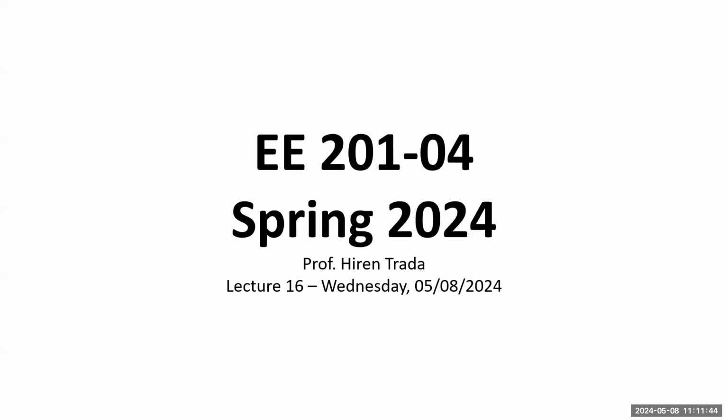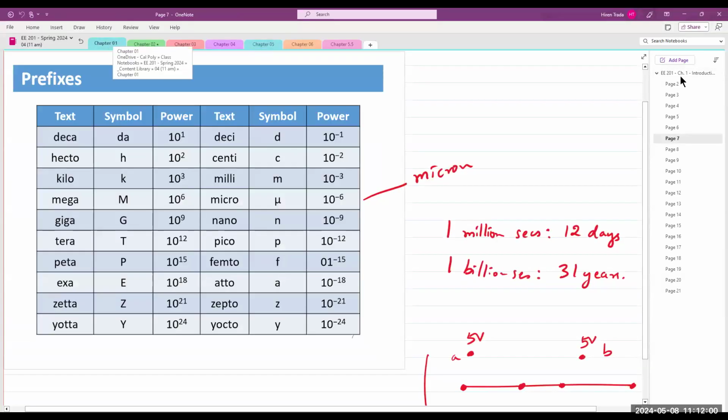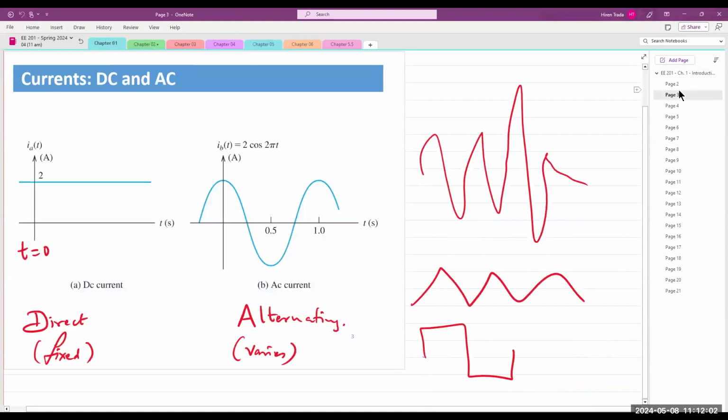Before I get into AC, I want to cover one slide from chapter 1. This is something that I typically do on the first day of class, but because of the holiday this quarter, I was not able to do so. So let's go ahead and do chapter 1 and look at the slide.